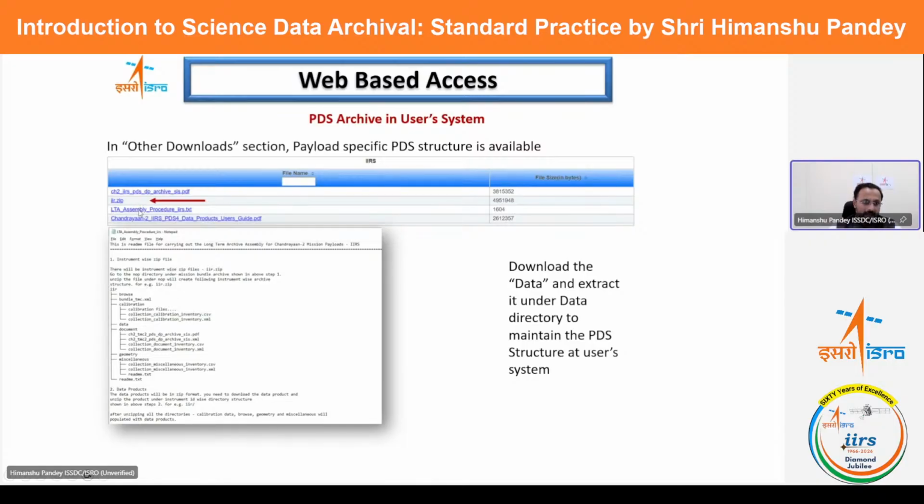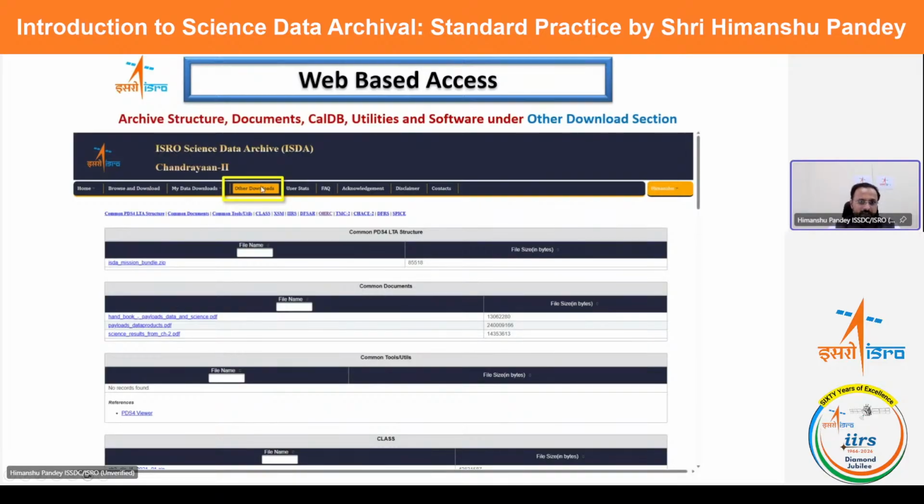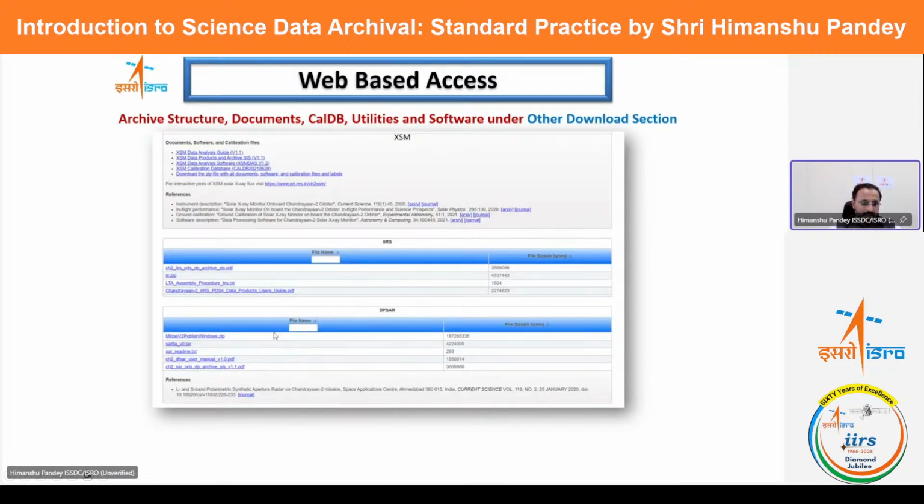Once you open another one, IIRS, it has a structure: browse, bundle, calibration, data, document, everything. So the entire thing will get created automatically. The only thing you will do is, when you are downloading the IIRS data, you copy it inside data. So automatically all data will get copied here, and this structure will get created in the system automatically. In your other download sections, you will find other things also like handbook, payload data products, science results, various other guides, the calibration database, utilities, software, and other documents are also available under this section.